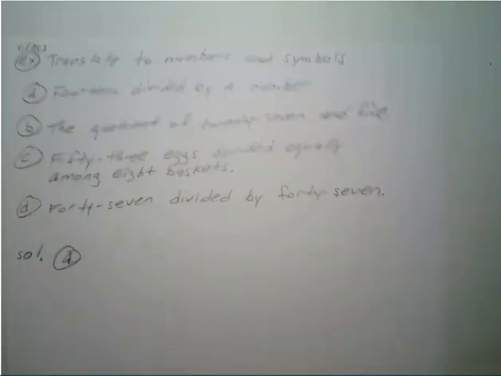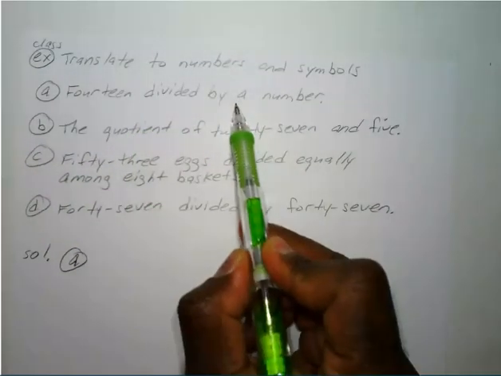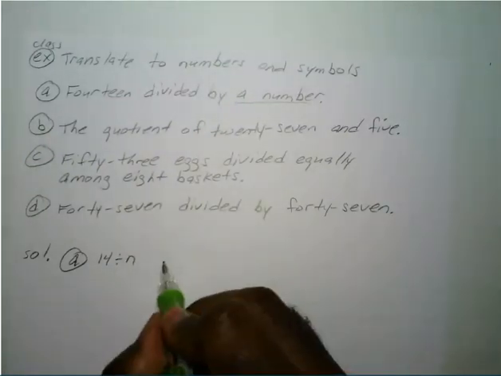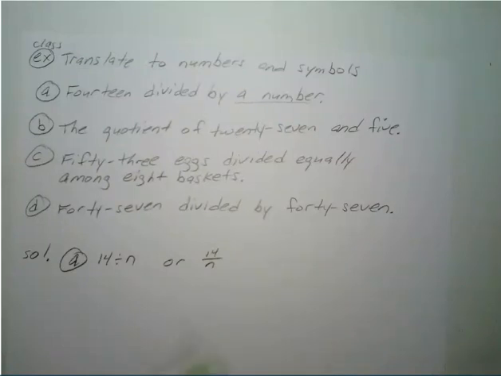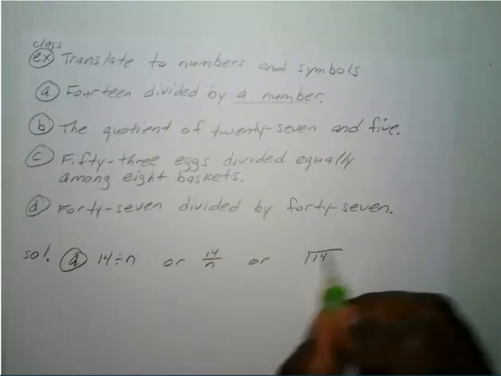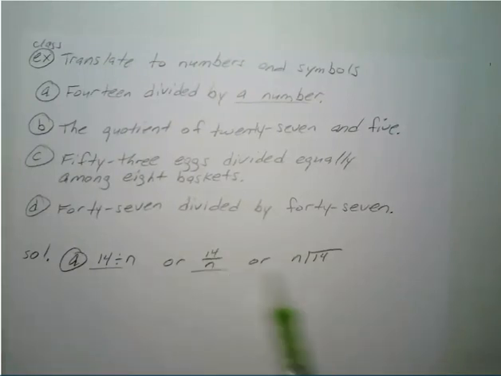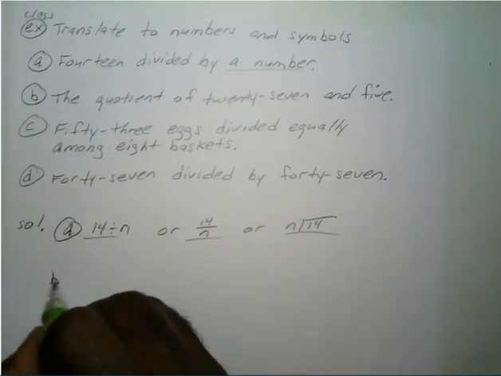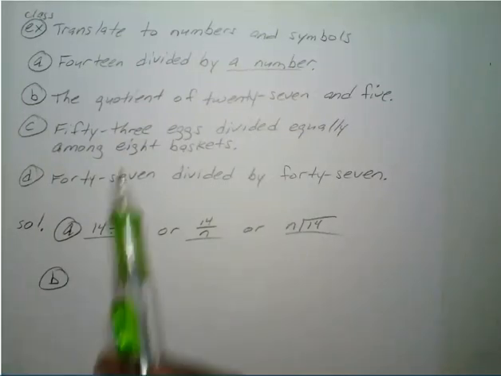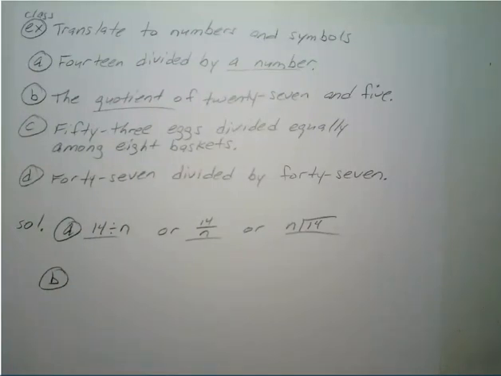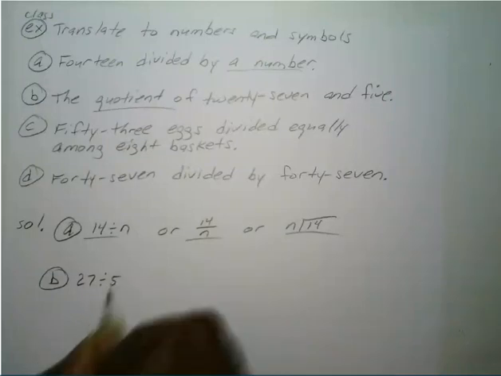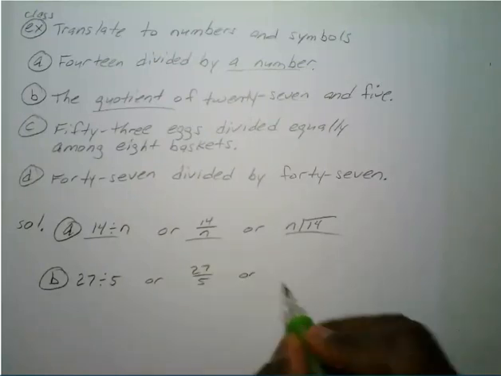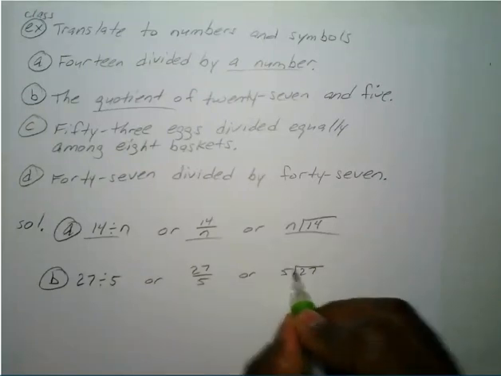Okay, so for problem A, you have 14 divided by a number. Now, we don't know what a number is, so we're going to use a variable. You have 14 divided by a number, written in any of these ways. Those are the translations using numbers and symbols. Okay. Now for problem B, you have the quotient of 27 and 5. Now quotient, again, that's one of those words that lets you know you're going to use division. Okay. So the quotient of 27 and 5 is 27 divided by 5, which you can write in any of these forms.